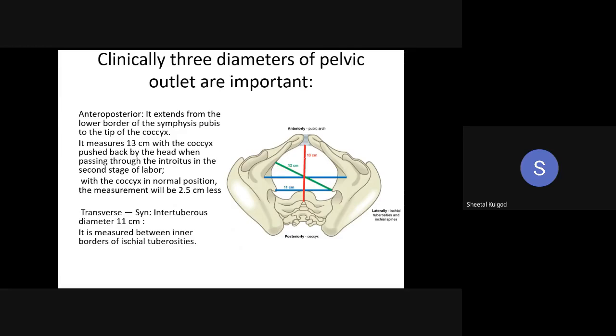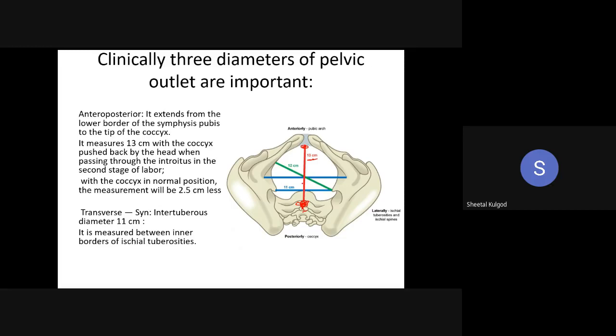Now, the anterior-posterior diameter of the outlet extends from the lower border of the symphysis pubis to the tip of the coccyx. It measures about 13 centimeters. And as you can see, the coccyx is loosely attached to the sacrum, is it not? So there is a movement occurring at the sacrococcygeal joint. Especially during pregnancy, because the ligaments become lax, the coccyx can move a further 1 to 1.5 centimeters. So when the coccyx is in the normal position, it is about 2.5 centimeters less than when it expands to that extent during labor and delivery.